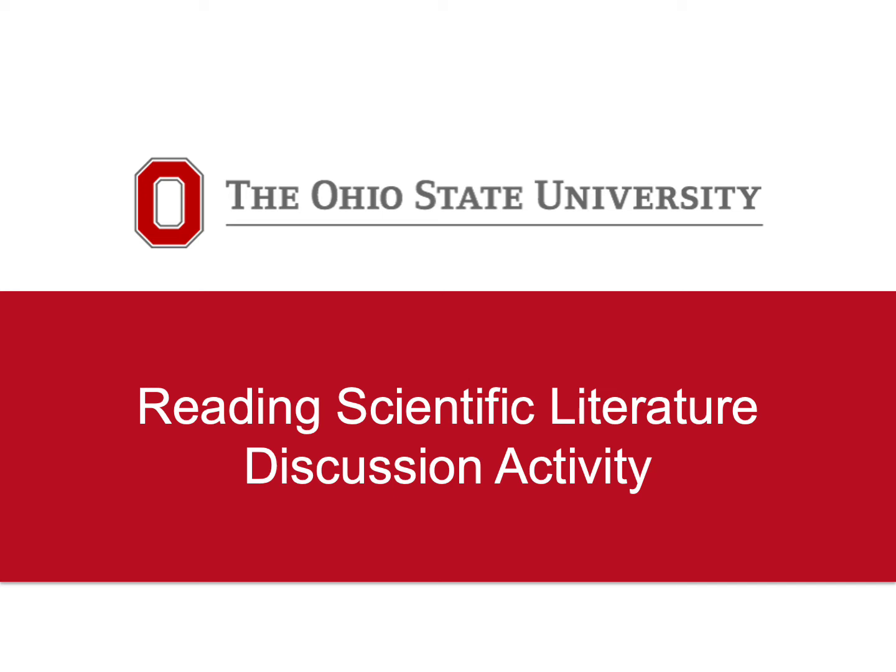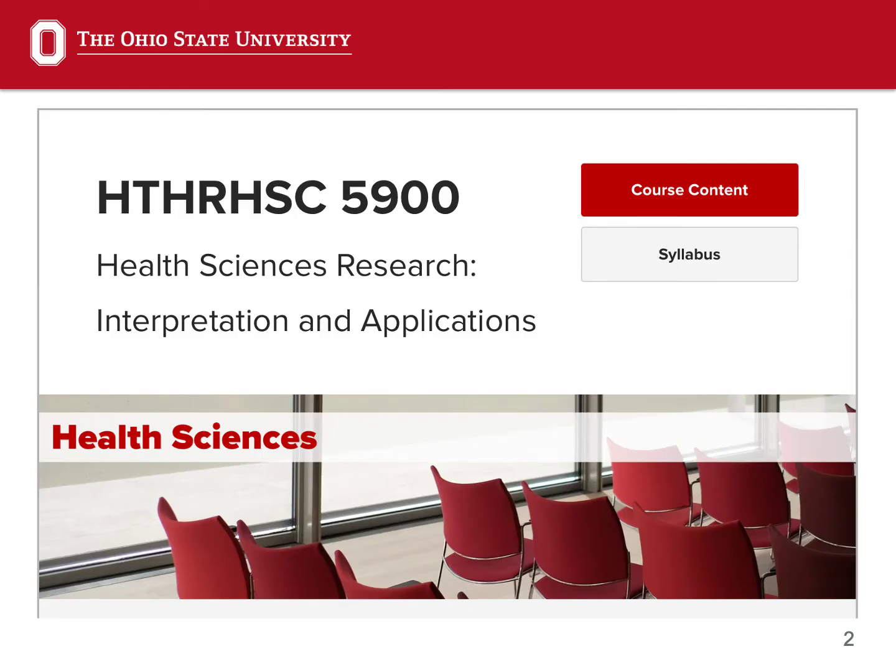In this video, I will describe a discussion assignment that I created to help students learn how to critically read scientific literature. I originally created this assignment for Health and Rehabilitation Sciences 5900, which is titled Health Sciences Research, Interpretation, and Applications. The goal of this course is for students to understand and interpret published research so that they can apply that research to their practice in various health sciences fields.